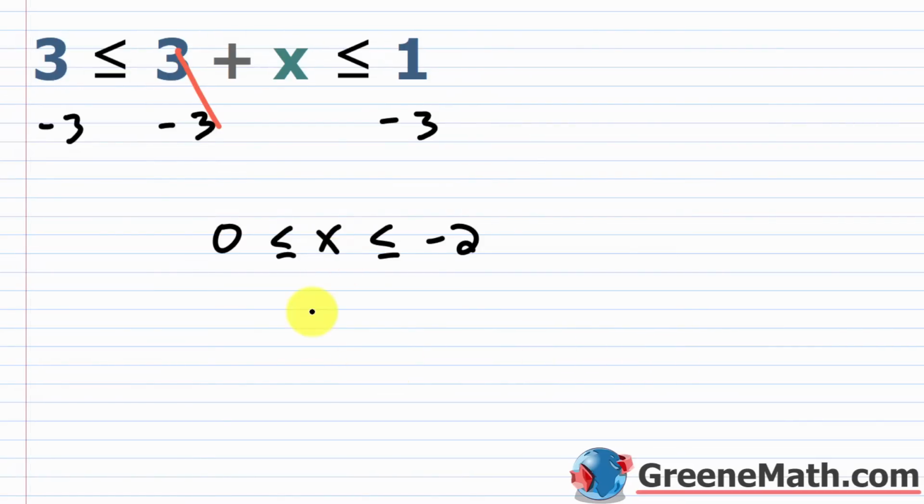So we can just stop and write no solution here, because essentially what I'm asking for is for a value to be plugged in for x that's going to be both greater than or equal to 0 and less than or equal to negative 2.